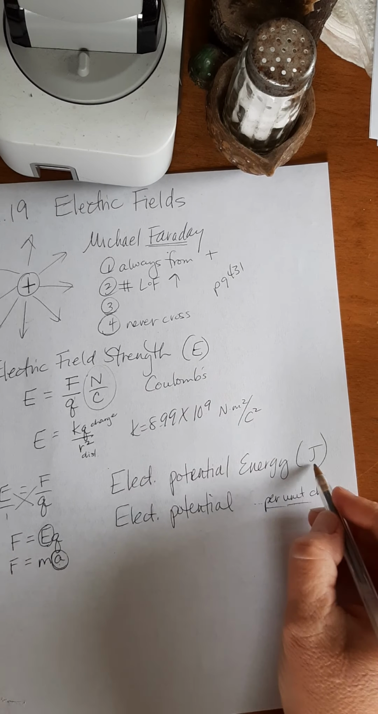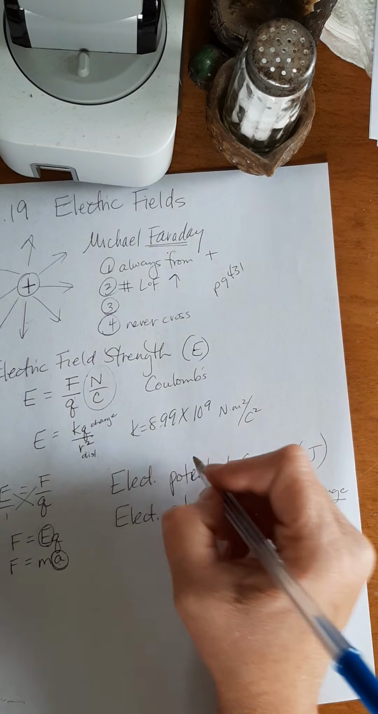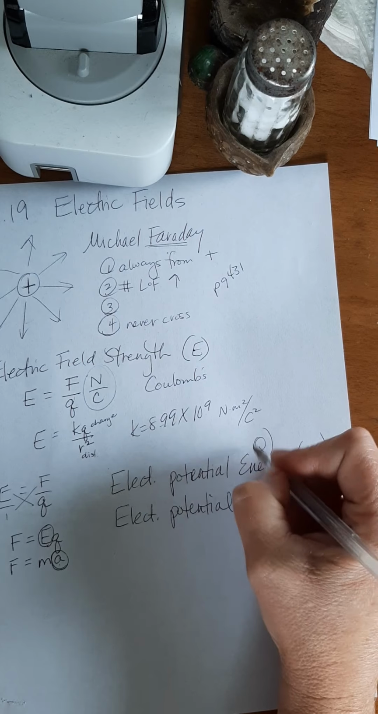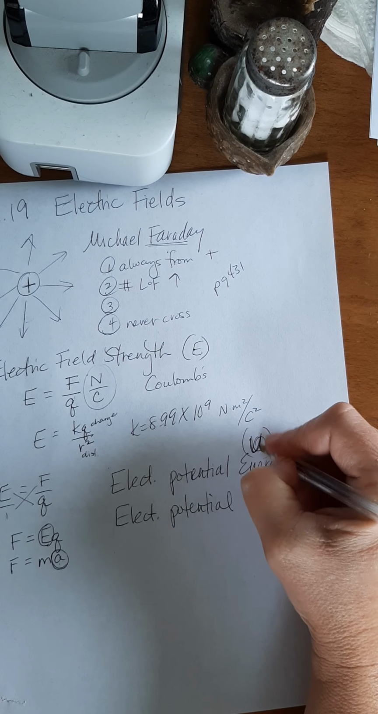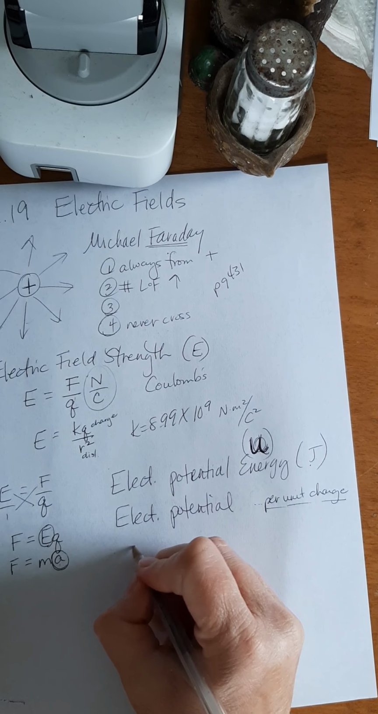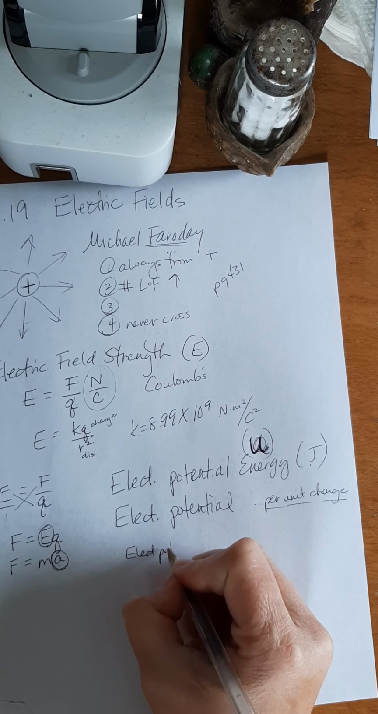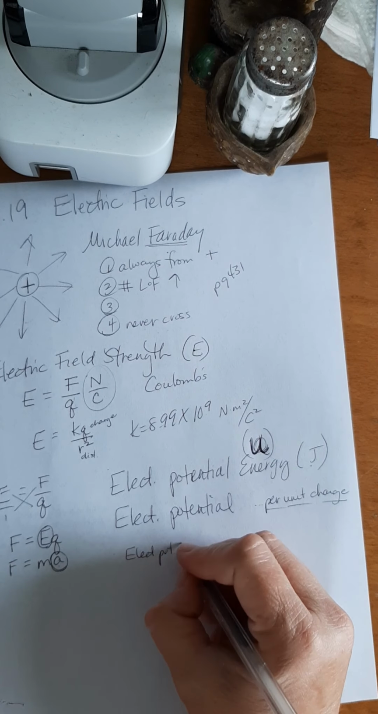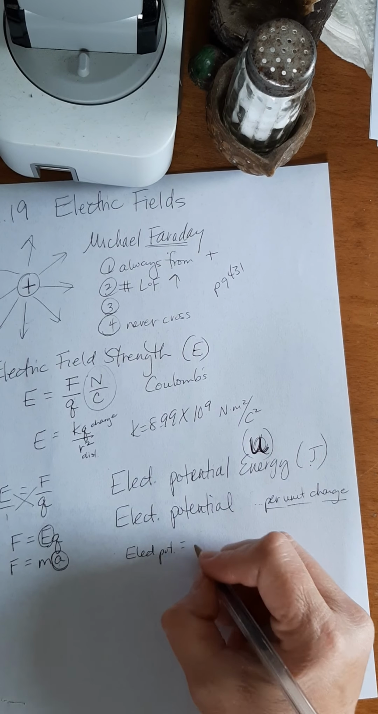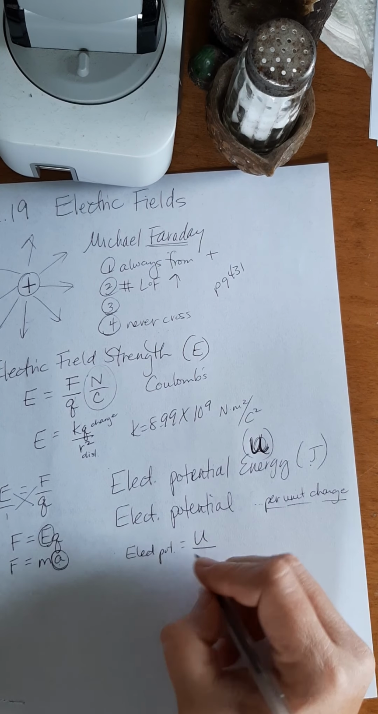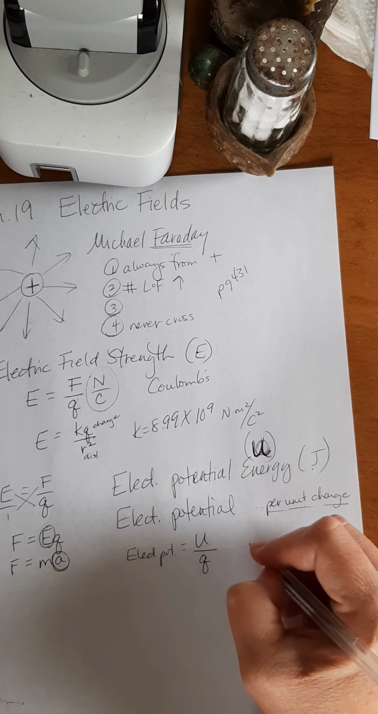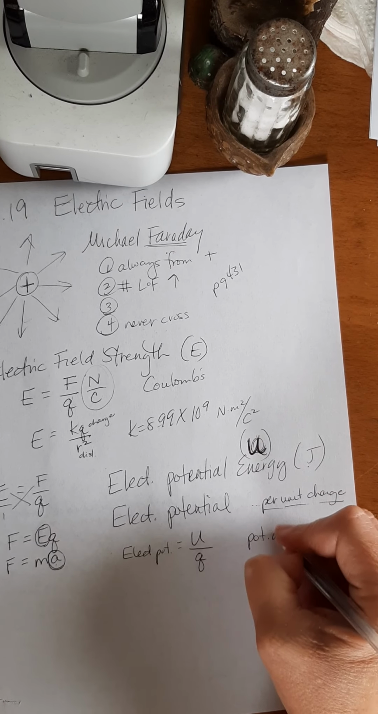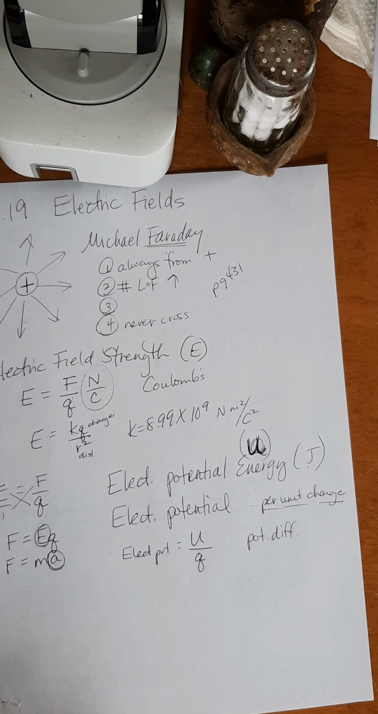So electric potential is energy, which is measured in joules, but U is the variable that represents it. Sorry about that. So the formula for electric potential, notice how it's energy per charge. So U over Q. And then let's say, because this is going to come into play, if you wanted potential difference.